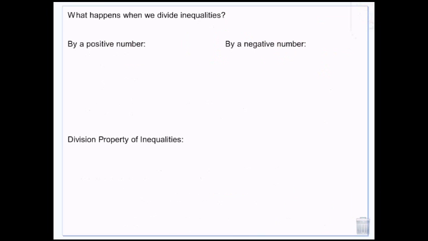Multiplication is like division. Same idea. If I have that 8 is less than 12, and I divide both sides by 2, I get 4 and 6, and that's still true. But if I have 8 is less than 12, and I divide by negative 2, I get negative 4 and negative 6, and we're now this way, because negative 4 is greater than negative 6.